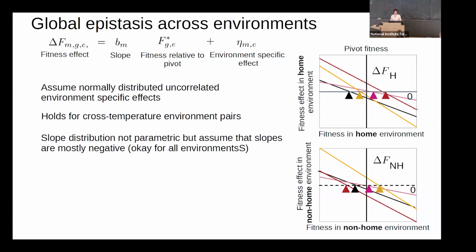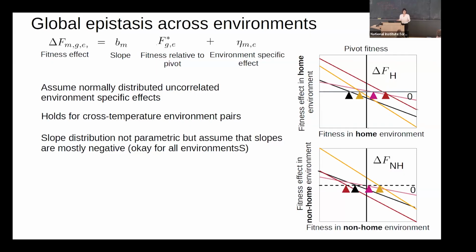we first make a few assumptions about the structure of this eta term, and we assume that they are normally distributed and uncorrelated, and the environment specific effects are uncorrelated. So as you can see right here, I'm just going to point this out. This mutation here does not land at the same place; they're kind of jumbled across space. So the idea is that they're uncorrelated. These points here, indicated in triangles, are uncorrelated between environments.